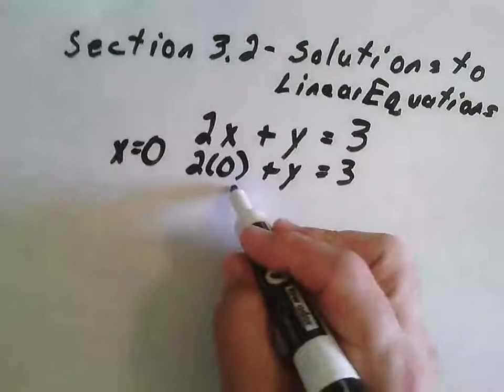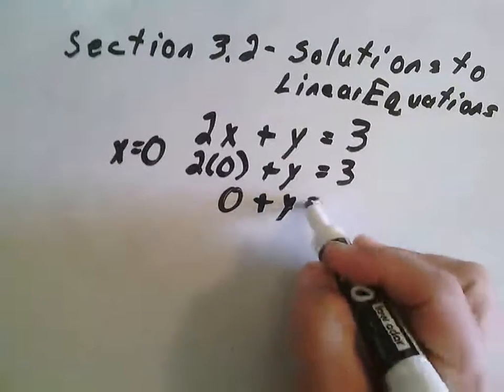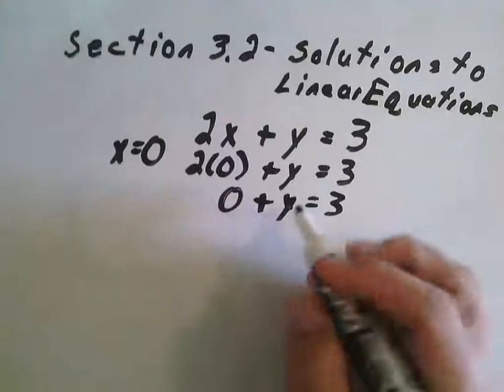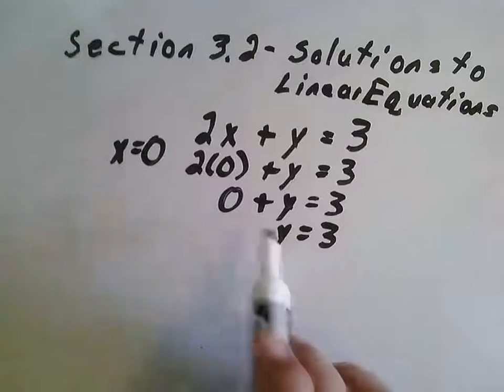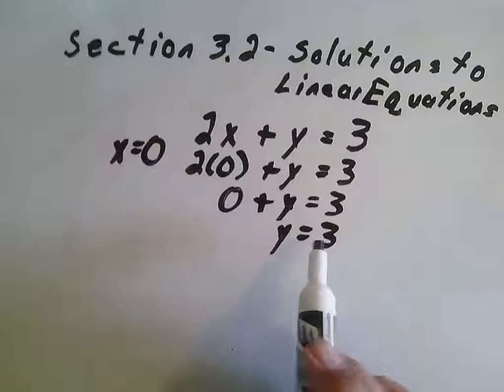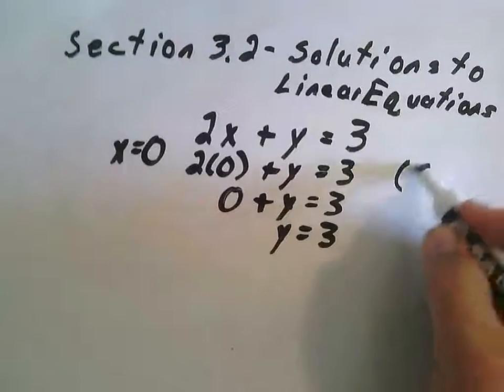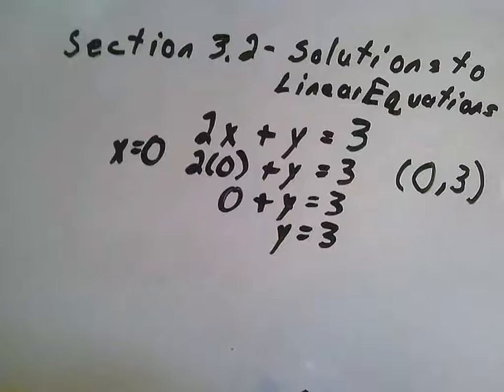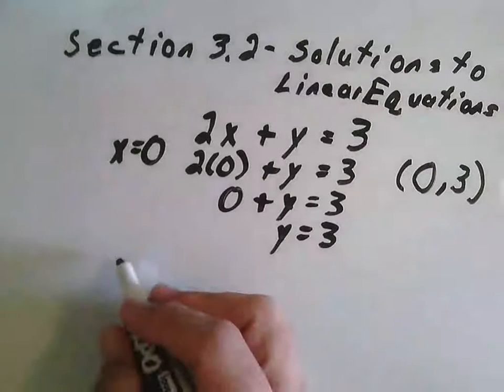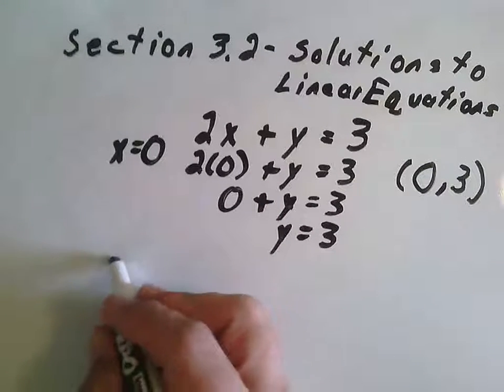2 times 0 is 0. 0 plus y is 3. The 0 just basically disappears. So that means if x is equal to 0, then y is equal to 3. And if I write this in an ordered pair, the x would be the 0 and the y would be 3.